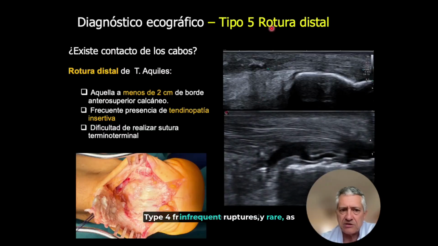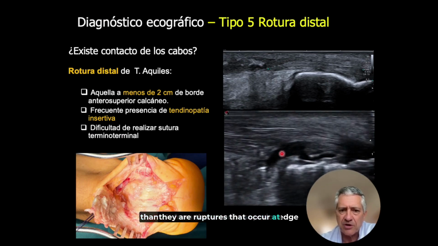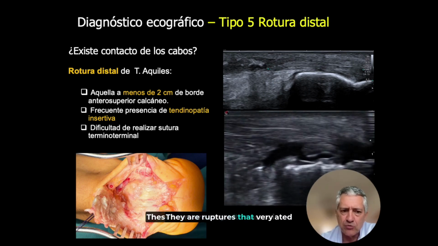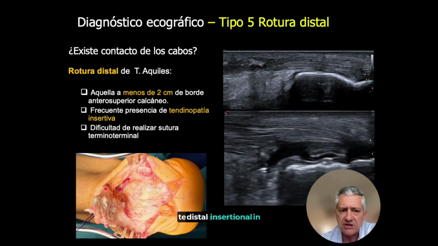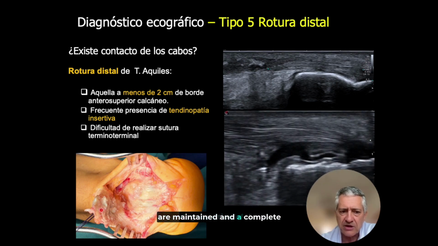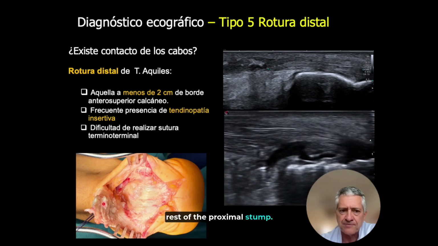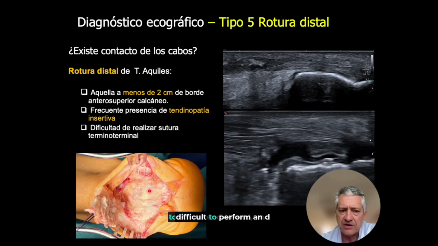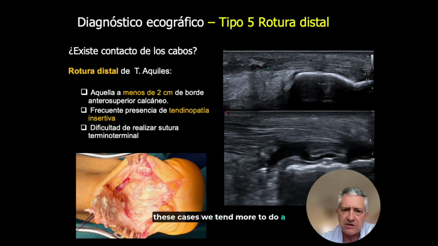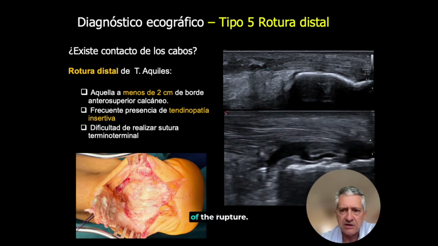Type 4 are frankly infrequent ruptures, as we have already said, even less than 5%. They are ruptures that occur at less than 2% of the anterosuperior edge of the calcaneus. They very frequently have associated distal insertional tendinopathies, as in this case where we see certain fibers that are maintained and a complete rupture due to degeneration of the rest of the proximal stump tendon. They are also ruptures where it is difficult to perform an end-to-end suture, and in these cases we tend more to do a refixation and transosseous repair in the distal area if it proceeds depending on the characteristics of the rupture.